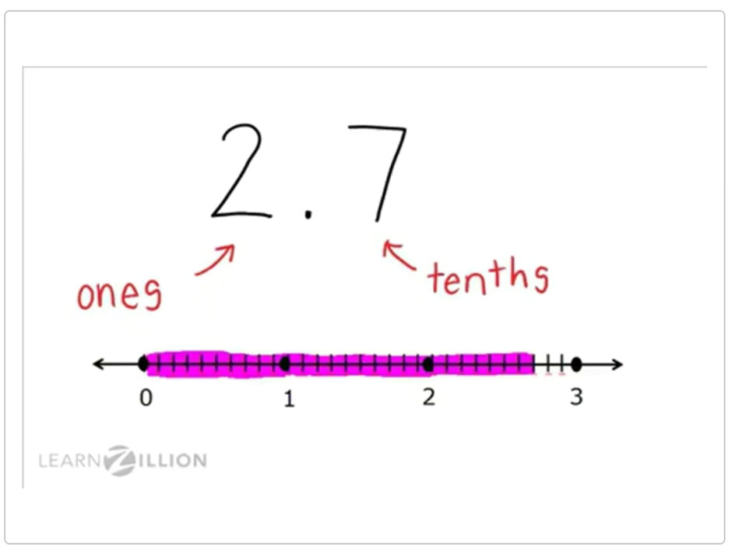You know that this is how it would look on a number line. We have 2 ones, or 2 complete wholes, 1, 2, and then 7 of the 10 equal parts are shaded in of the next whole. Sometimes values continue on after the tenths place in a decimal. That's what we're going to talk about next.